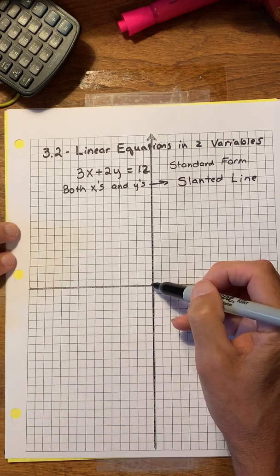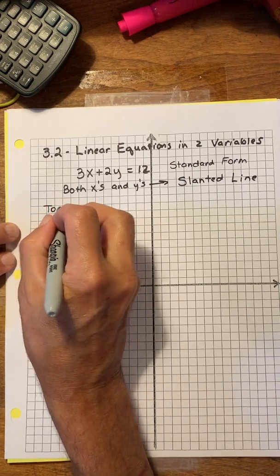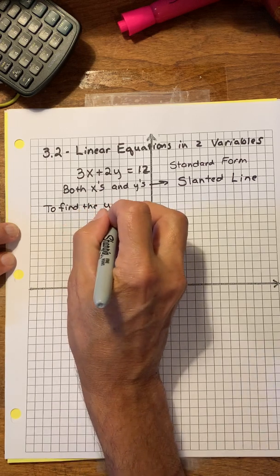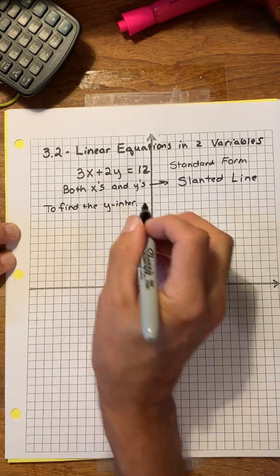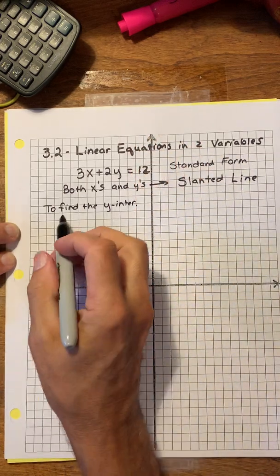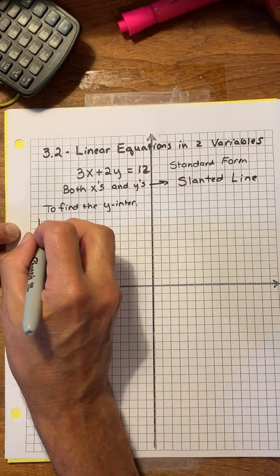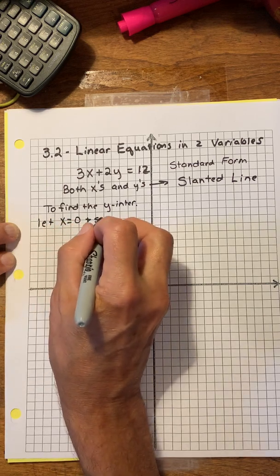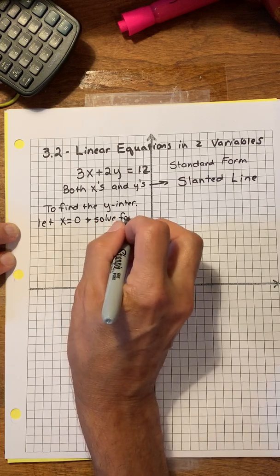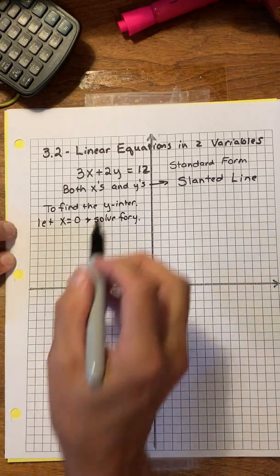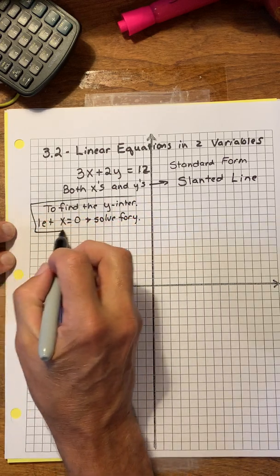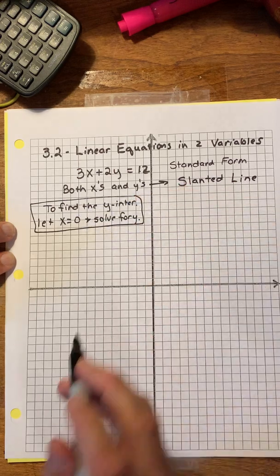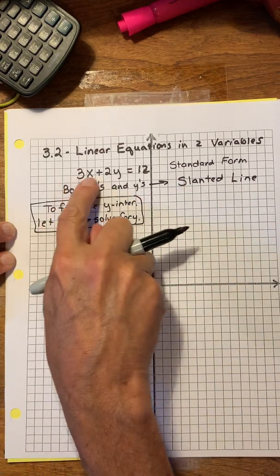So here's a strategy. Watch this. To find the y-intercept, that is where my line cuts the y-axis. To find the y-intercept, I'm going to let x equal 0 and solve for y. This is important. We're going to be using this multiple times throughout the semester. To find the y-intercept, you let x equal 0 and solve for y. How do I do that? Well, here's my equation.